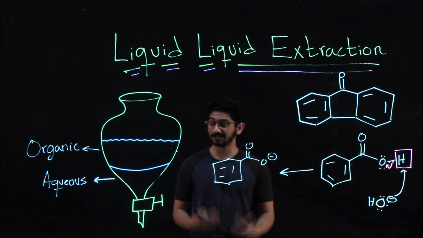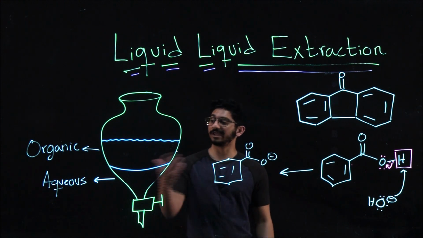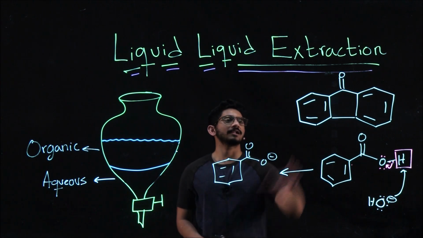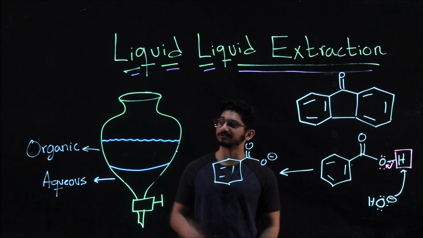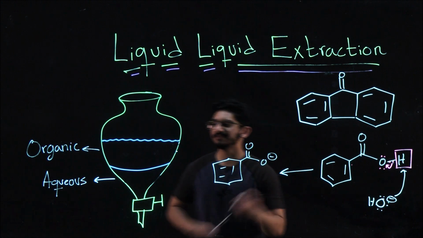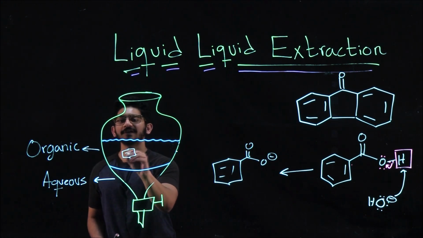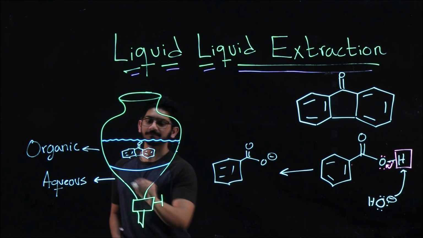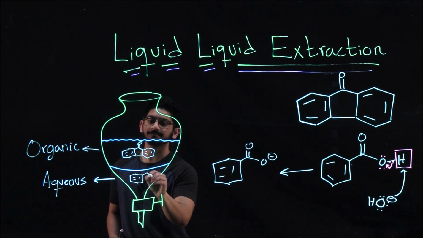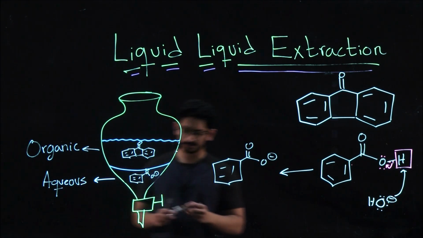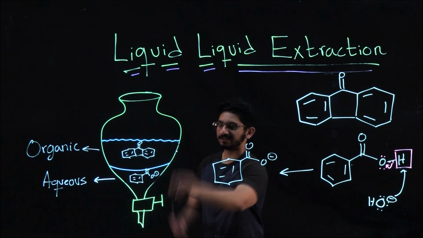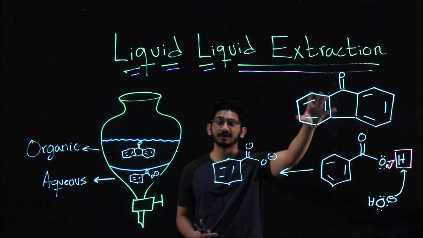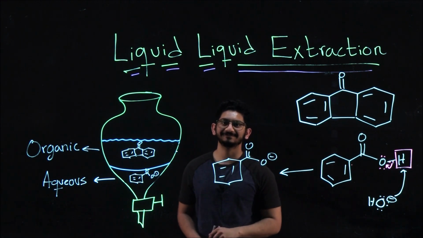Now, as you know, ions are charged. Since like dissolves like, the charged species will be in our aqueous layer, which is more polar, making it more stable in the polar solvent, while our 9-fluorenone, which is purely organic, will stay in our organic layer. So in the end, we'll have our 9-fluorenone in our organic layer and our benzoate in our aqueous layer. By draining both of these layers and separating them into two different flasks, we have essentially separated our 9-fluorenone from our benzoic acid.